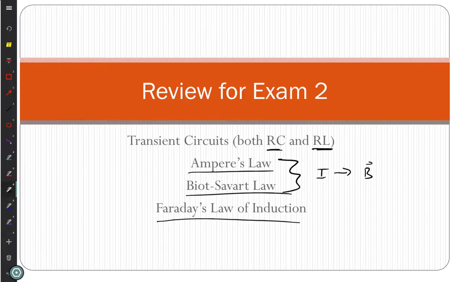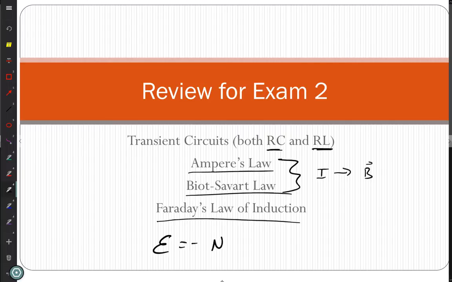We have the same thing with current producing a magnetic field. You have to make the decision. Do I use Ampere's law or the Biot-Savart law based on symmetry? And the last one we have is Faraday's law of induction. That is that, well, using the equation. So let's look at each one of these individually.